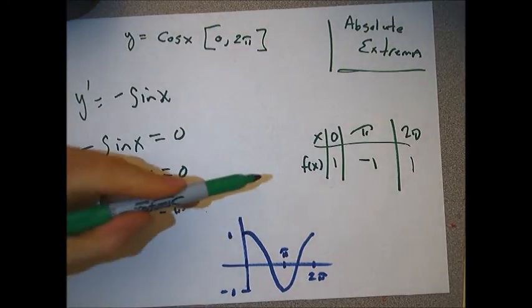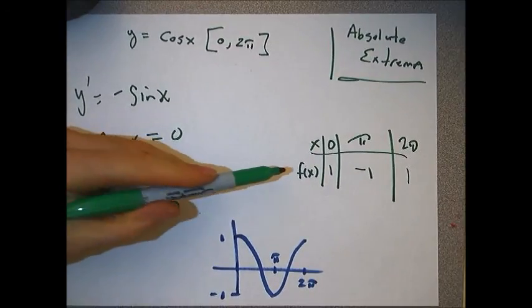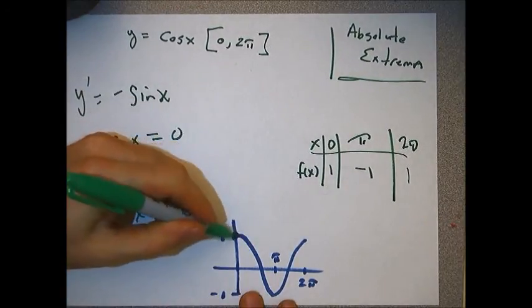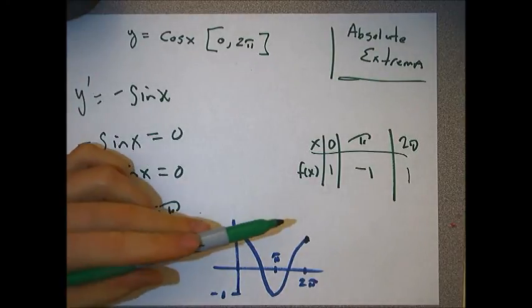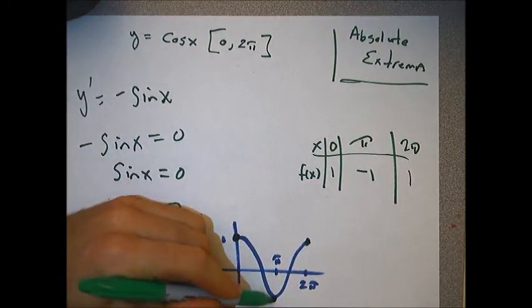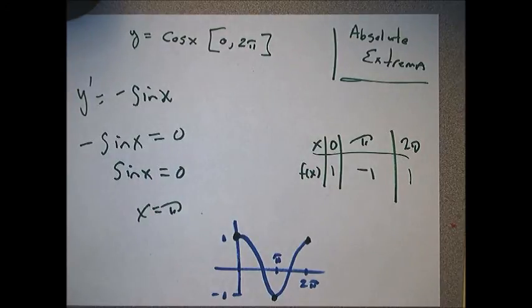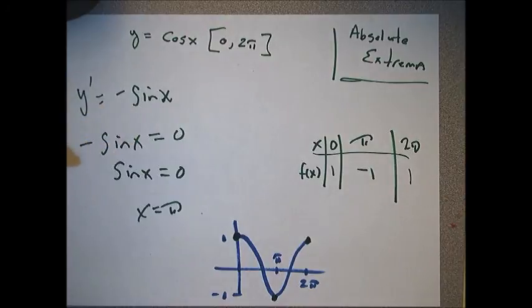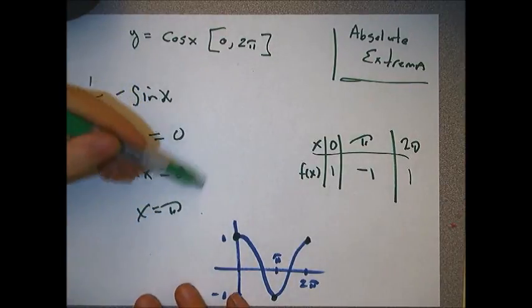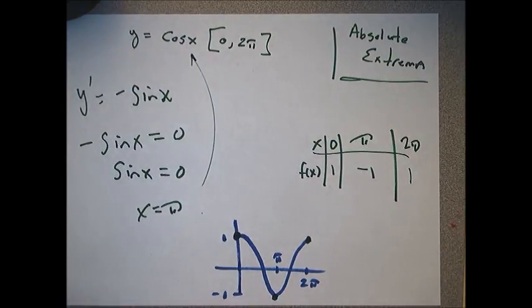So based on our answers, we said there was a max at 0 and 2 pi, which is exactly what you see. At 0 and 2 pi, those are your maxes. And at pi, here's your min right down there. So again, when you're doing absolute extrema, you want to take the endpoints into the original. You want to find a critical point, which is the derivative set to 0, and also plug that back into the original. We put our information here on a table. Highest point or points, if you have a tie, is your max, and the lowest one is your min.